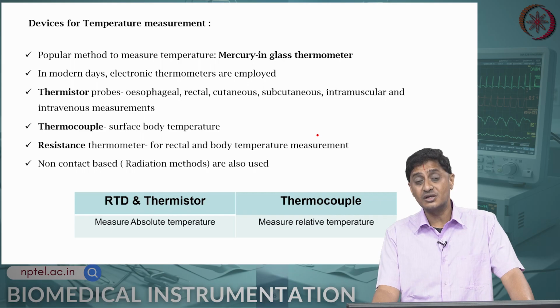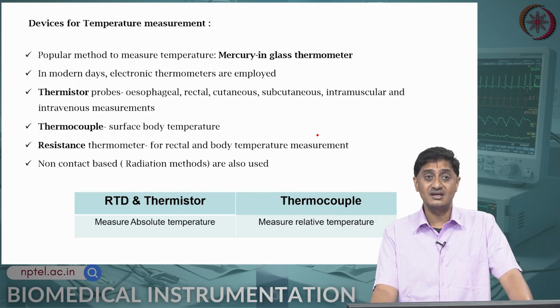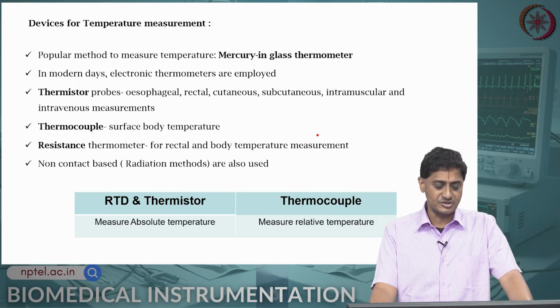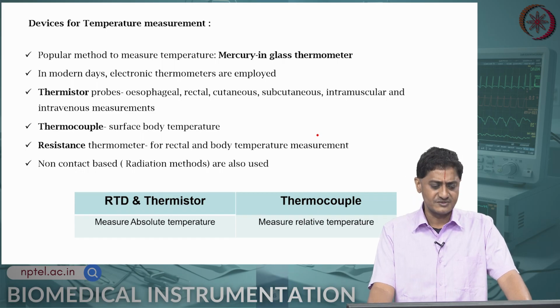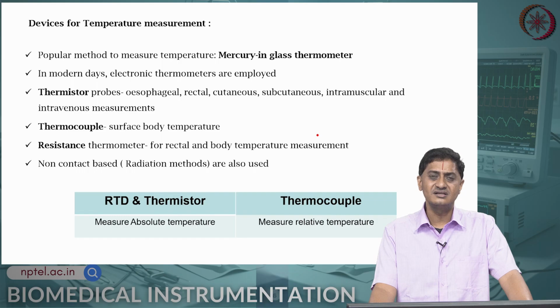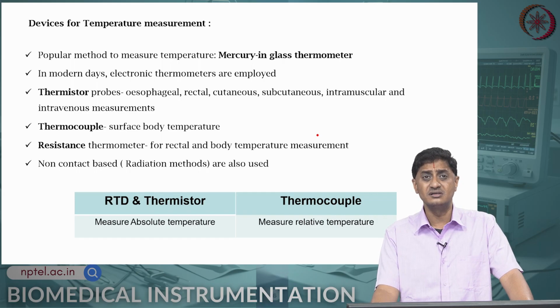Thermocouples also can be really small so that they can be used to measure surface body temperature and several other points. The other is the so-called RTD, or the resistance temperature detector, or the resistance thermometer, frequently used for measuring body surface temperature and rectal temperature measurement.